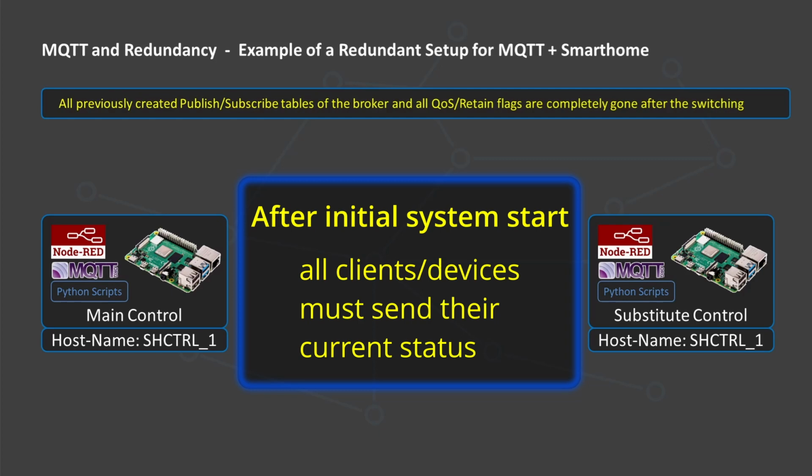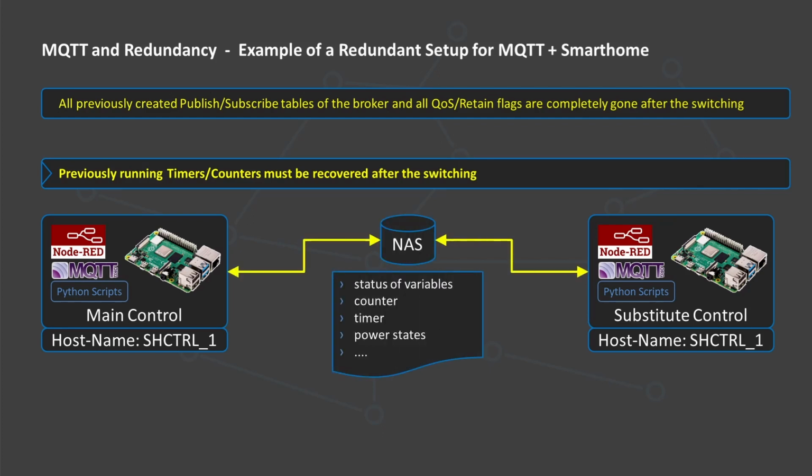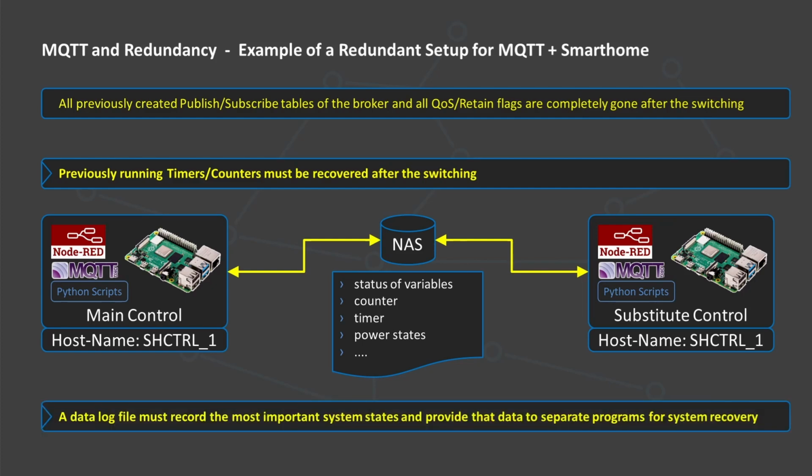All devices must send their current status on MQTT. After that, all the function control logics and algorithms can resume their normal operation. However, there could have been active timers or counters which are not yet triggered in the substituting control. This problem can be solved for specific cases by creating a file in a central storage like a NAS drive, which logs all transient activities of critical functions. That saved content can be accessed by the substituting control so that the affected functions can properly recover and resume their work almost without any loss or uncomfortable interruption.